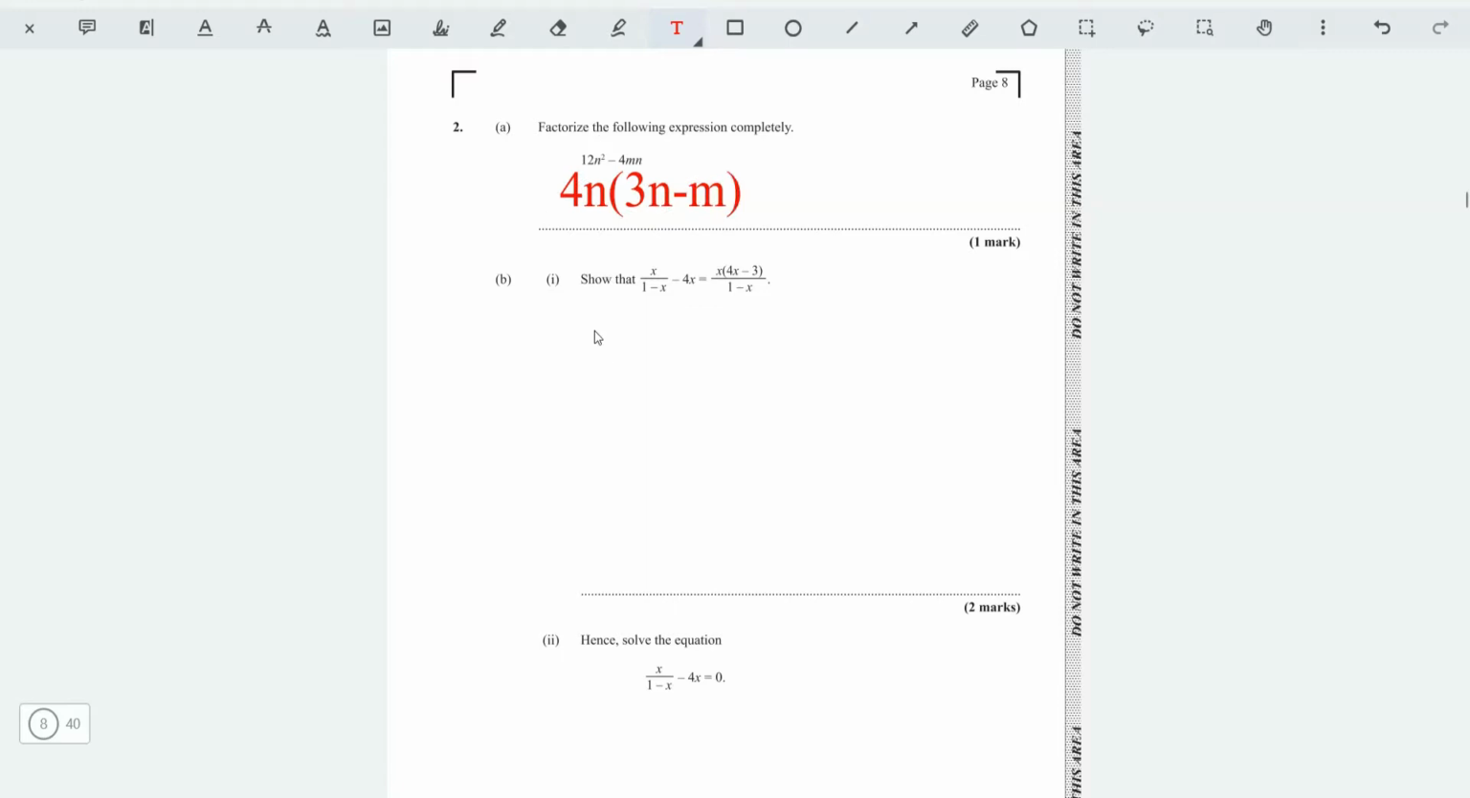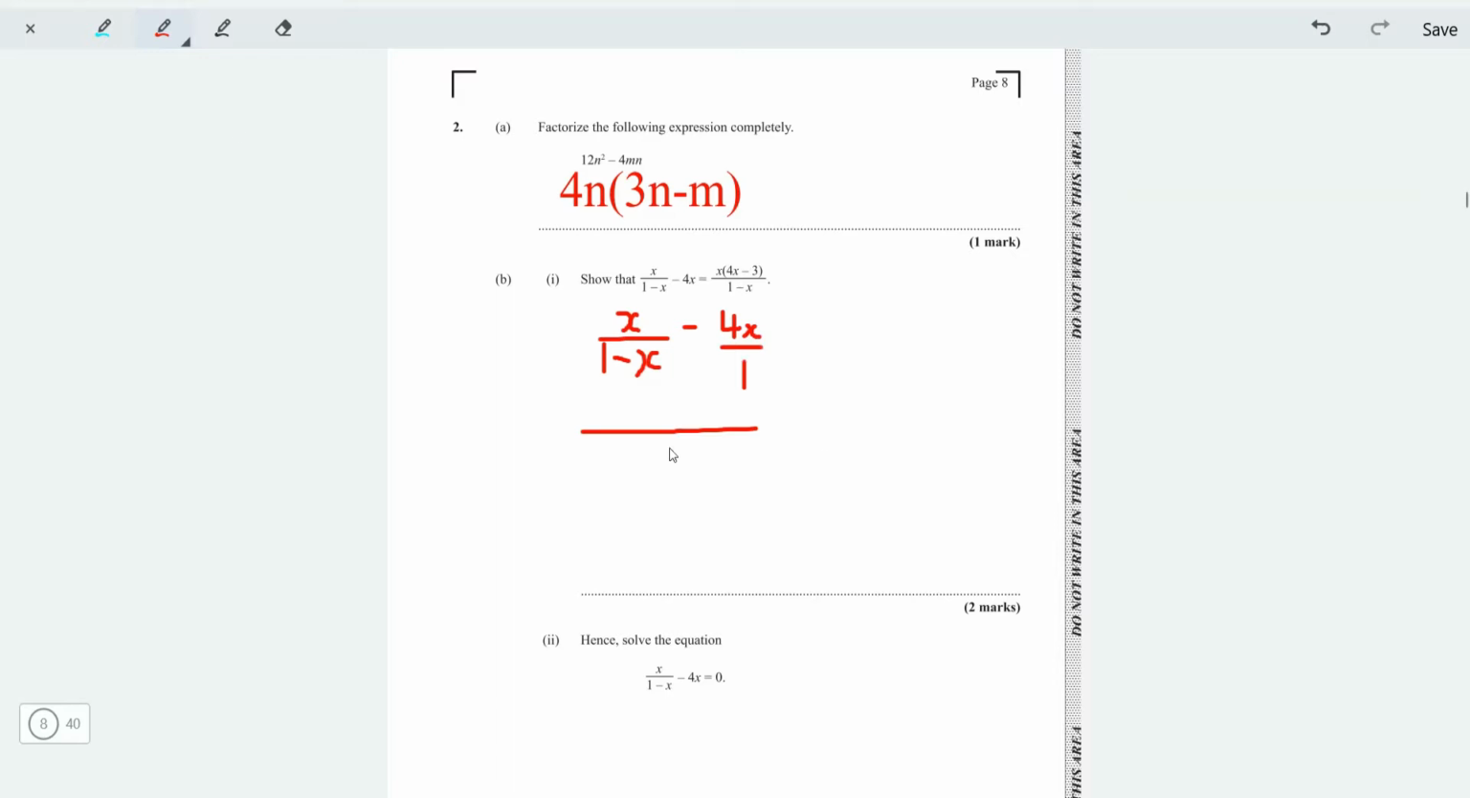Next part says, show that x over 1 minus x minus 4x is this. So the first thing we need to do is, on our left-hand side, join it as one fraction. So we need to use LCM. So you have minus 4x, and remember, when it's just minus 4x by itself, it's over 1. So you have to find your LCM. Your LCM is going to be 1 minus x.